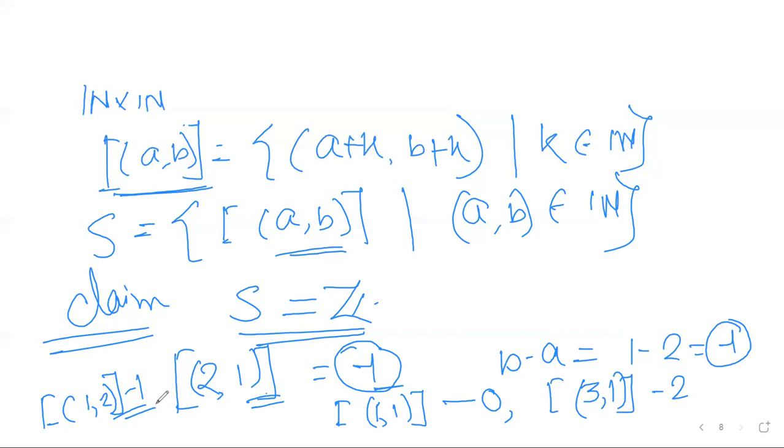Okay, so for instance we can convince ourselves that S is my Z set, because every possible integer can be represented by this type of equivalence class. Fine? So the construction of Z is now clear to us.